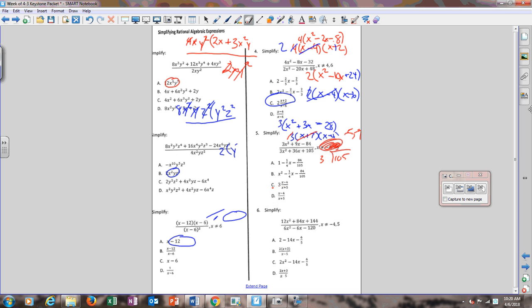All right, number 6. Let's divide by 12 on the top to start off. It's going to give you x squared plus 7x plus 12. Then we can factor that out to x plus 4 and x plus 3. On the bottom, we can factor a 6 out. Gives you x squared minus x minus 20. Then it's going to be x plus 4 and x minus 5. X plus 4's cancel. You're left with an x plus 3 over x minus 5. 12 divided by 6 is 2, so it's B.